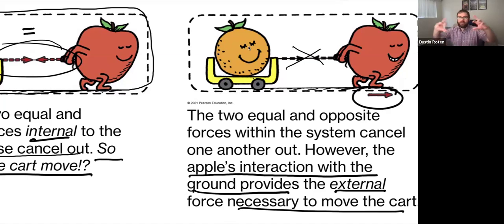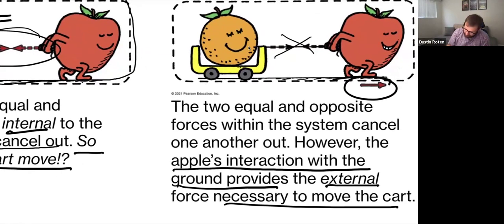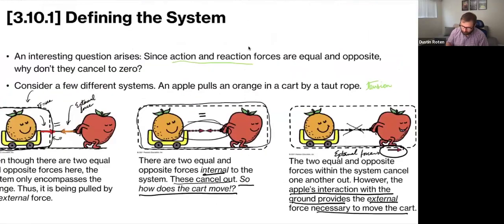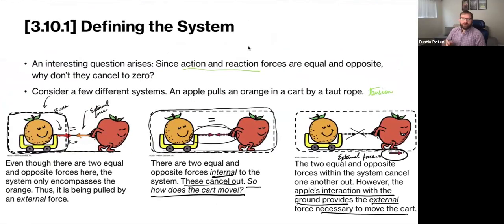So even though everything in the system is canceling out to zero, there's still an interaction with an external object. So there's still an external force. So the moral of the story here is that you need to be really careful about how you think about your systems so you can make sure you get all of your action interaction pairs. You can make sure you identify all of your external forces.